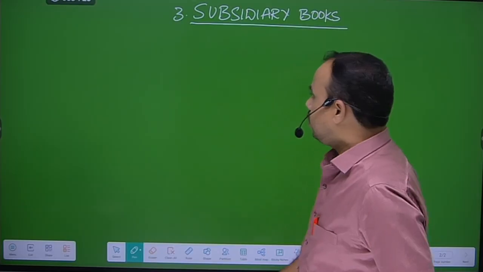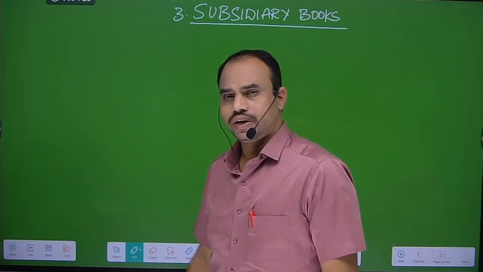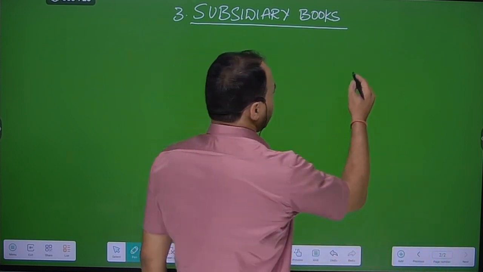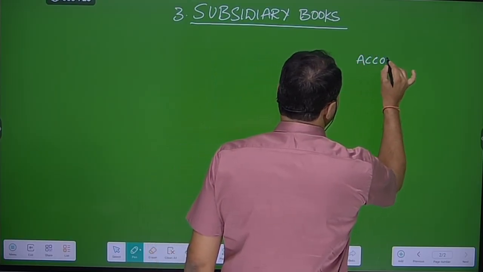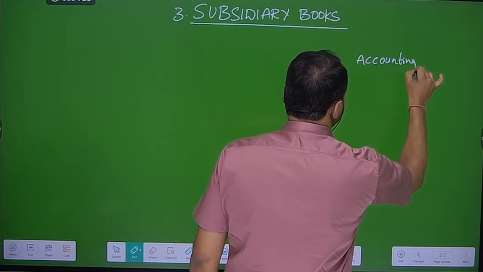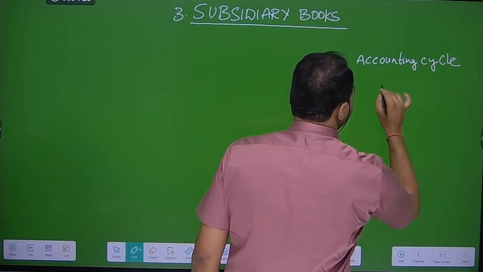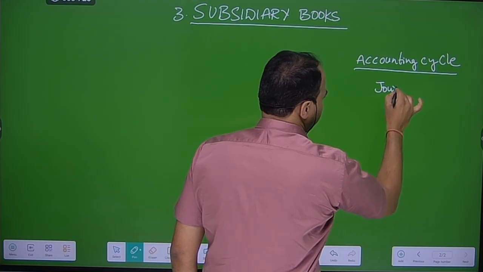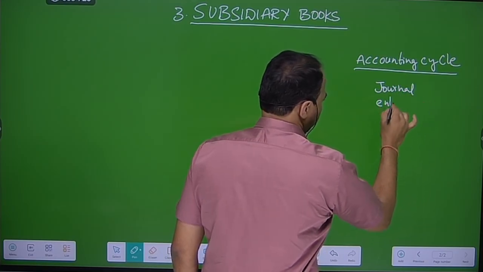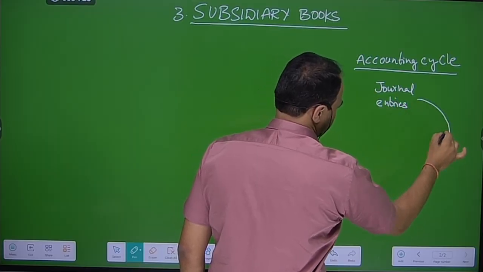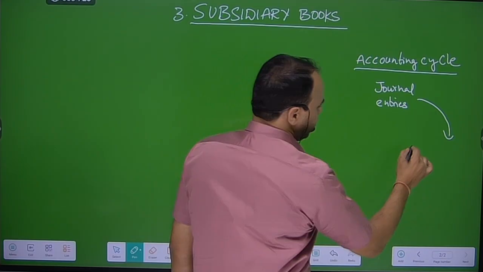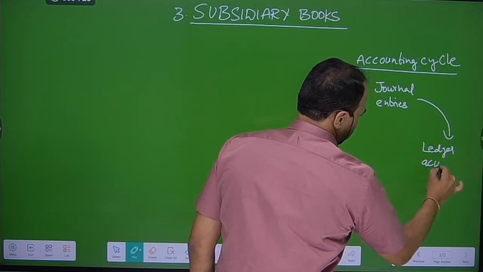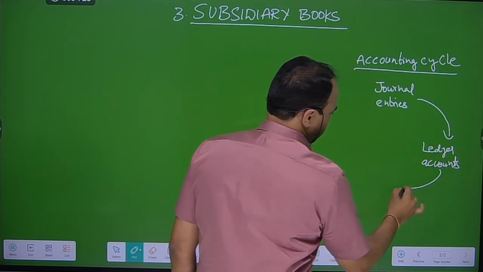First of all, what is the meaning of subsidiary books? In previous classes, I already told you about the accounting cycle. What is the first step in the accounting cycle? The first step is journal entries. What is the second step after journal entries? We will prepare ledger accounts. What is the next step?